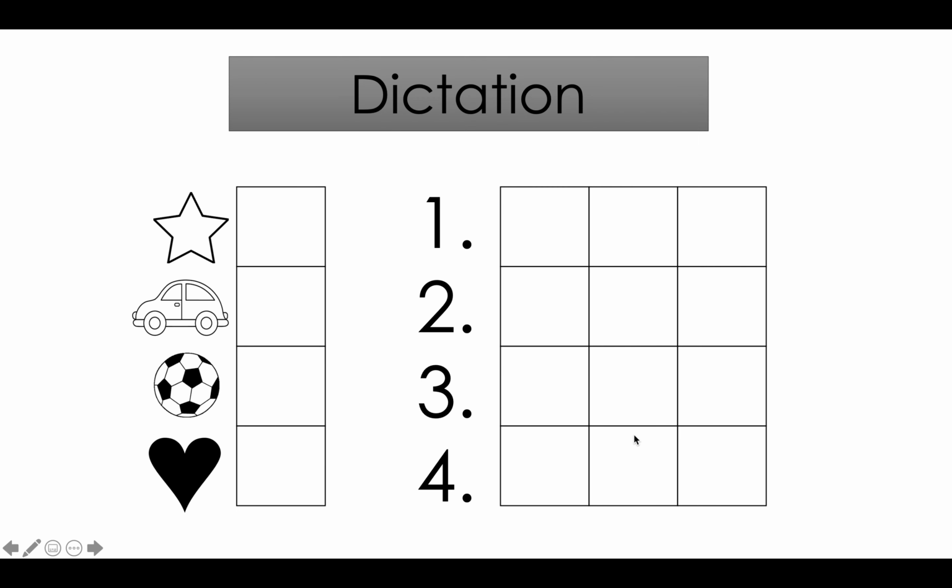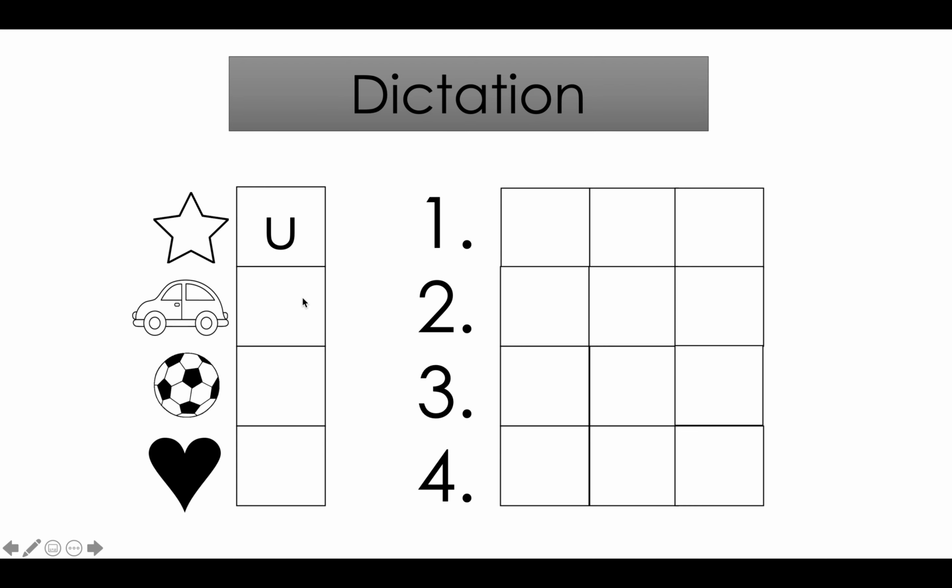Great work. It's time for dictation. If you have a piece of paper and a pencil, follow along with me. Ready? Write the letter that makes the sound uh. You got it. Next, write the letter that makes the sound ah. Too easy for you. Next, write the letter that makes the sound i. Great work. Next, write the letter that makes the sound ah.